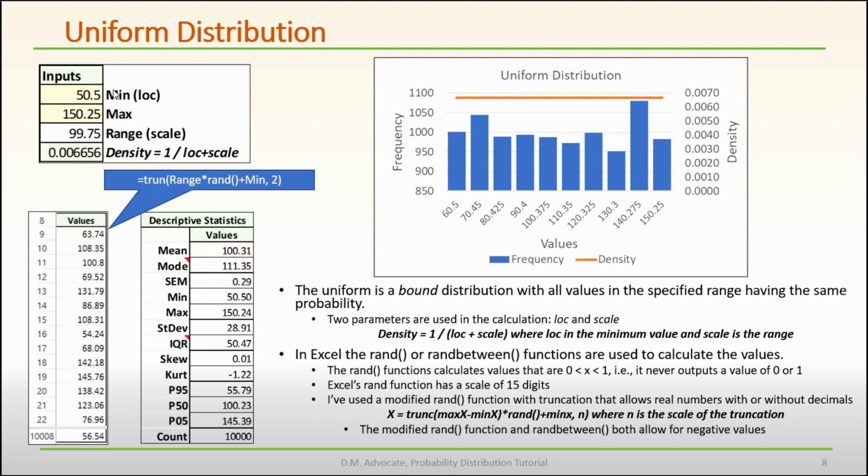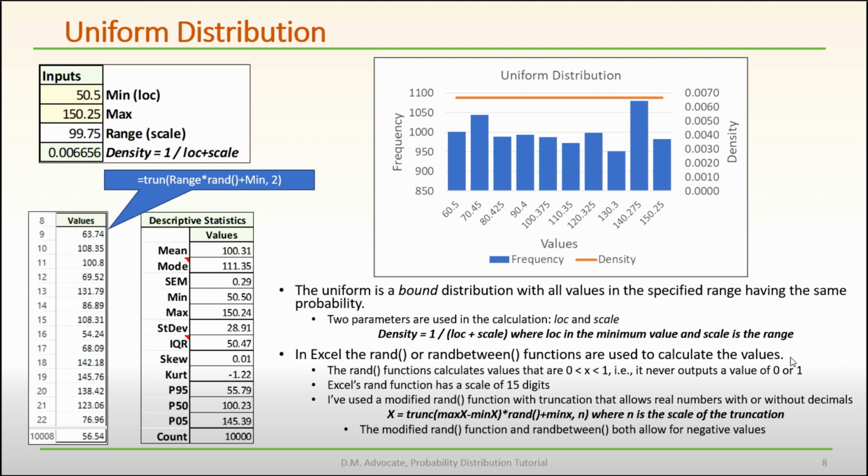The method is you use your min and your max value, which will give you a range, and then the density equals 1 over the loc and the scale. Here I've shown you the formula for doing this. In Excel, the rand or the rand between functions are used to calculate the values.